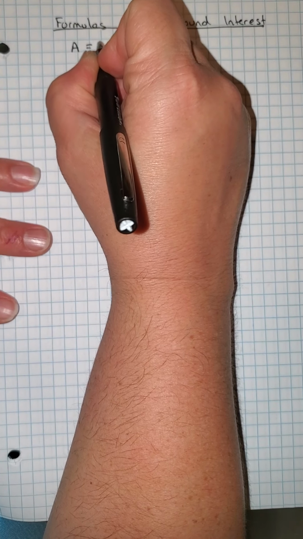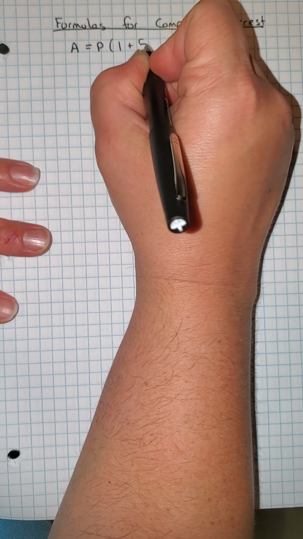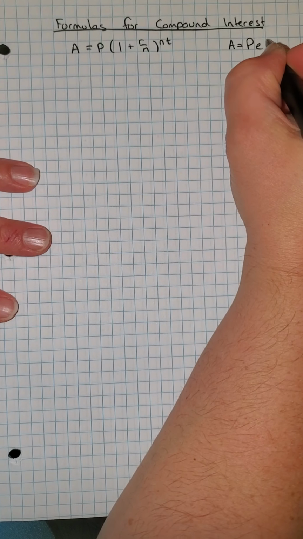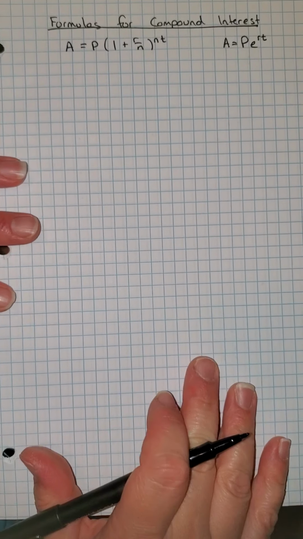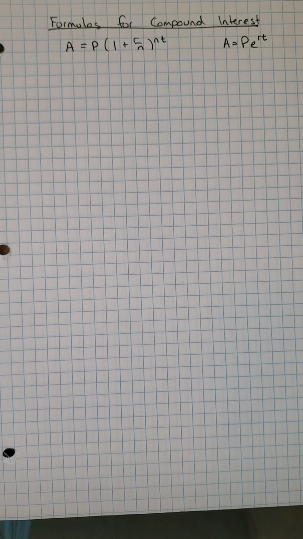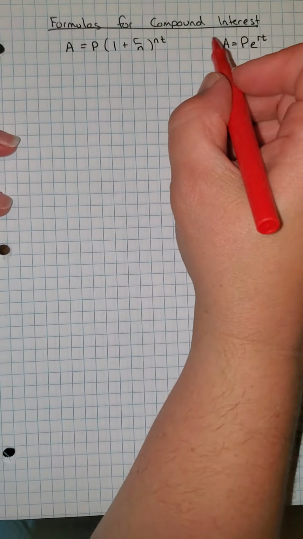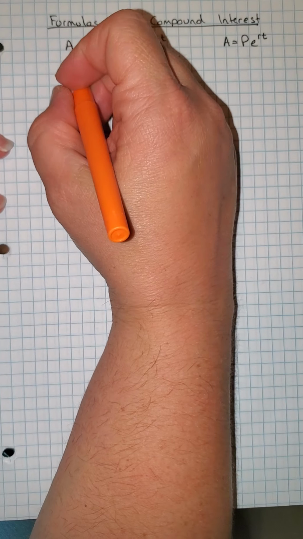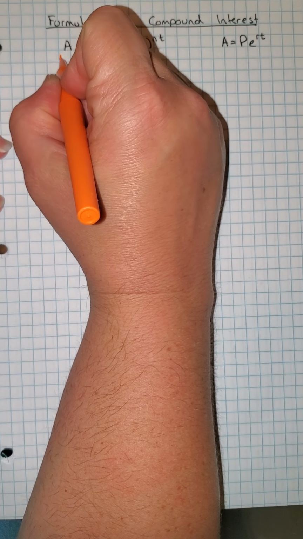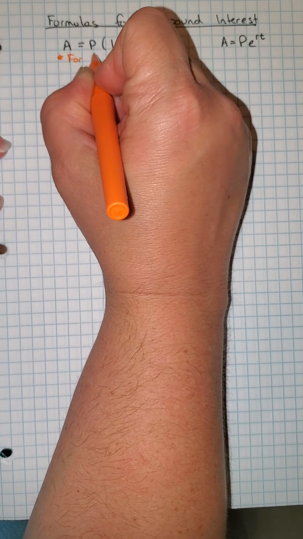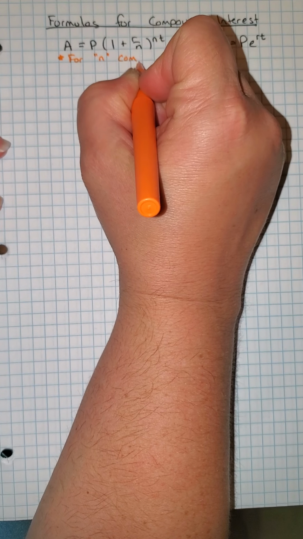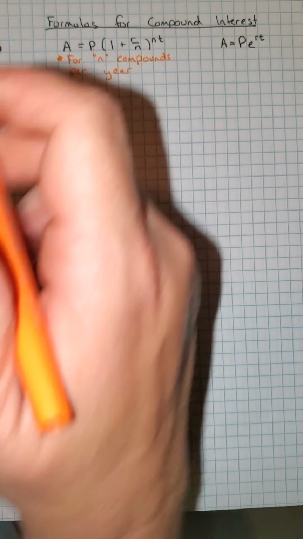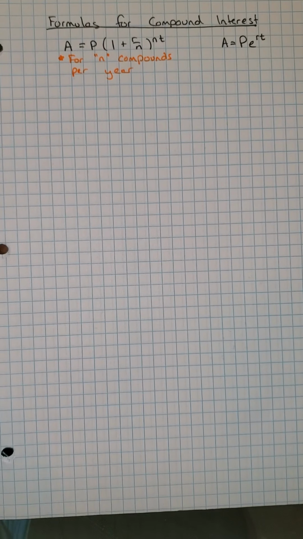First one, A equals P times 1 plus R over N to the NT. And then A equals PERT, PE to the RT. Remember, RT is an exponent. So for both of these, or wait, hang on, before I do that. This is for N compounds per year. And then the other one is for continuous compounding.